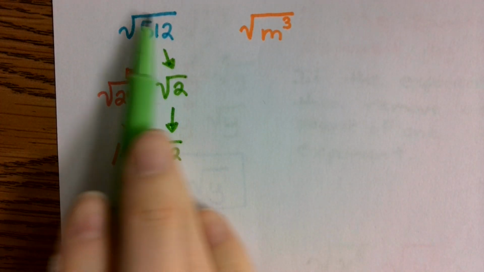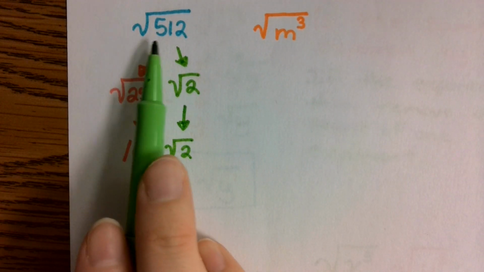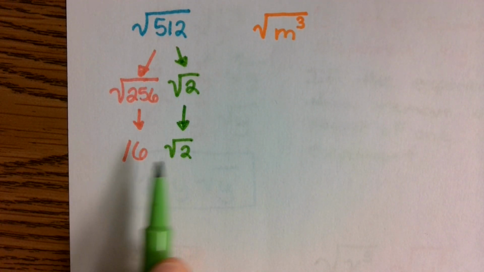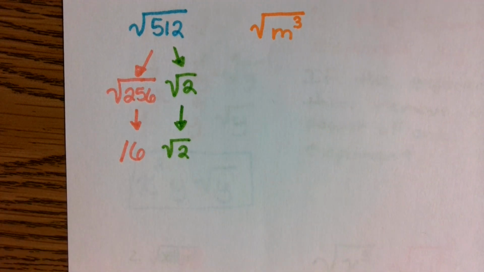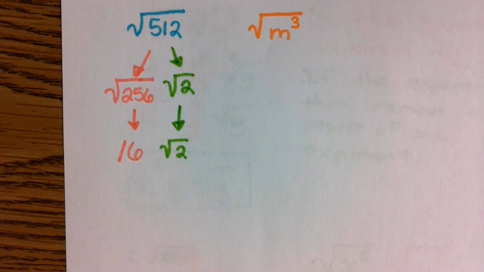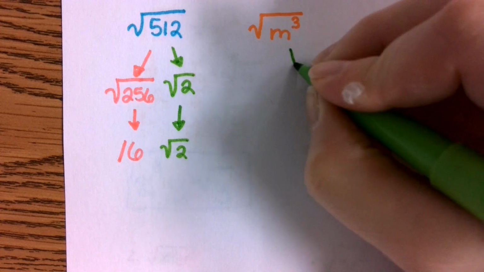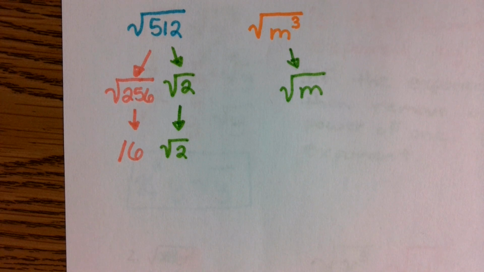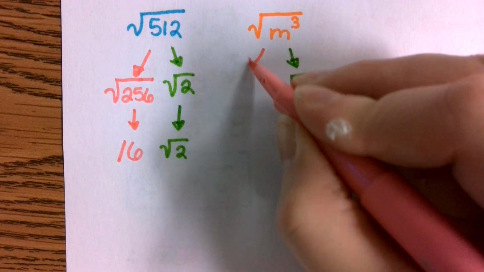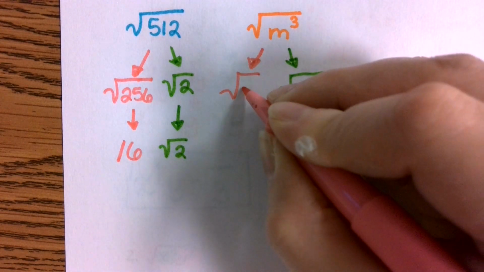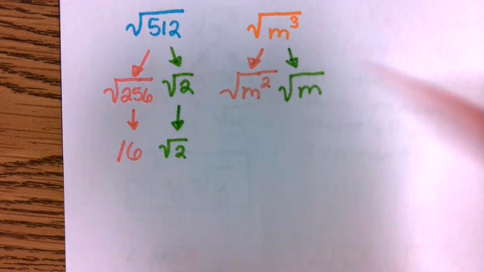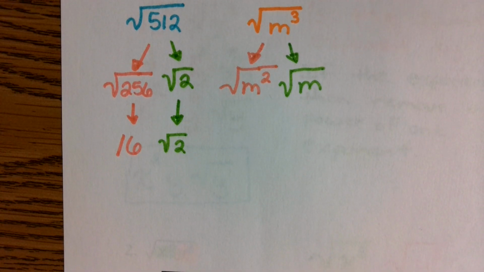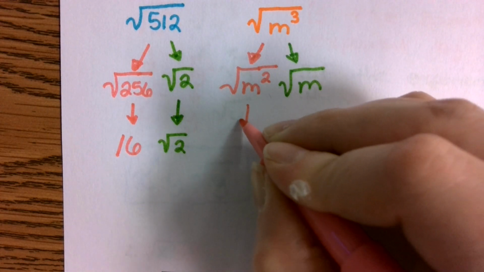So we've just finished breaking down our numbers. Square root of 512 is broken down as 16 square root of 2. Now let's focus on the variables. Is m to the third power a perfect square? Yes or no? No, because it's an odd number, isn't it? So remember, we pulled just one of the bases out, so square root of m. And what am I going to be left with? M to what power? To the second. So I get square root of m to the second power. Square root of m to the second power is a perfect square.